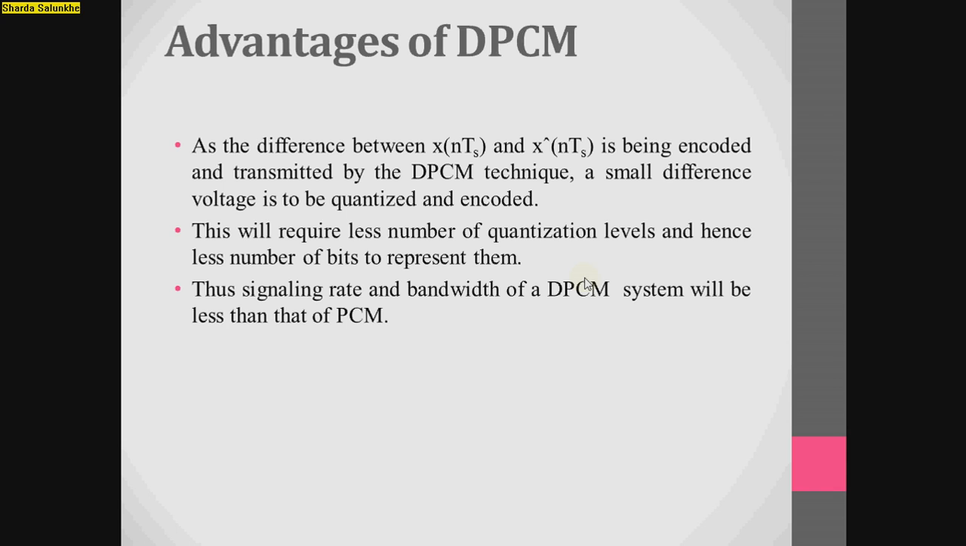So the signaling rate and bandwidth of the DPCM system will be less than the PCM system. Because the same difference is available for many pulses, the same bits can be assigned, so the signaling rate automatically decreases, and as the signaling rate decreases, the bandwidth also decreases. So these are some advantages of the DPCM over the PCM.